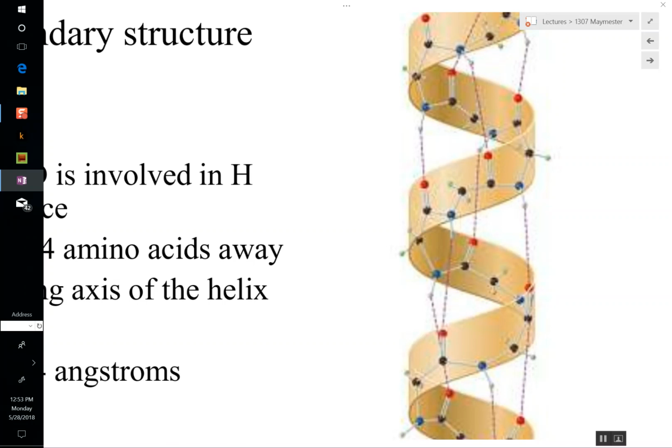Well, that's what we got here. We got many, many weak bonds that are holding that in a helix. You follow me? They're weak, small bonds, but there's many of them. And they form this alpha helix. We call it alpha helix.